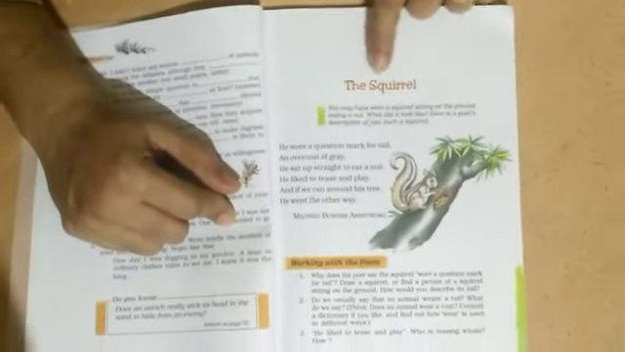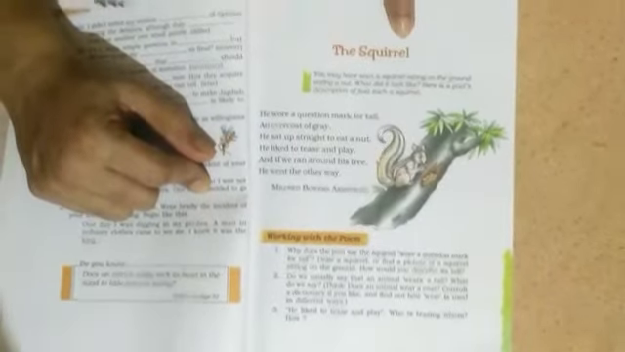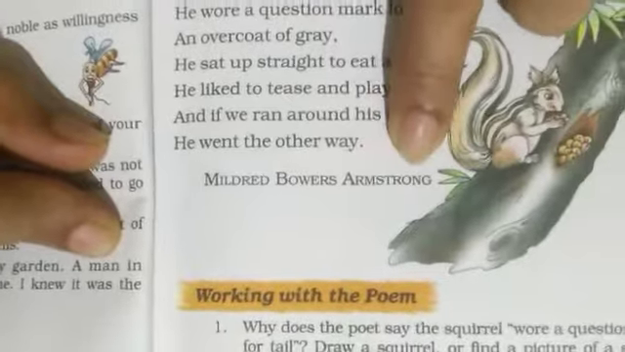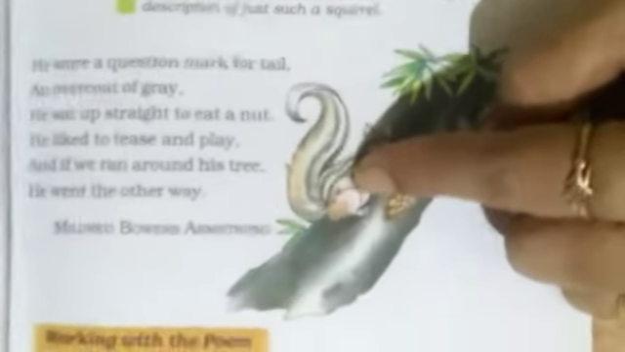Here you can see the name of the poem, The Squirrel. Today we are going to see the poem. The name of the poem is Squirrel. The author of this poem is Mildred Bower Armstrong. This poet has described the squirrel in a funny way.